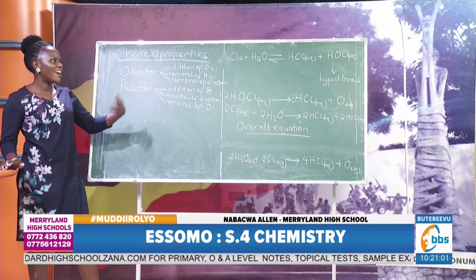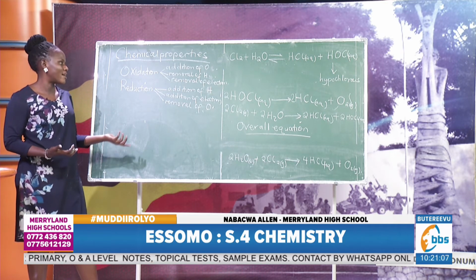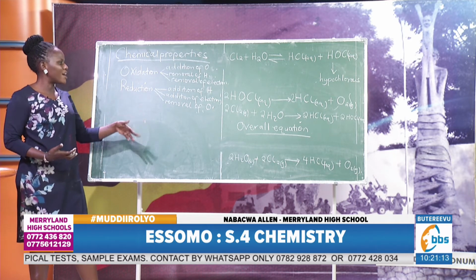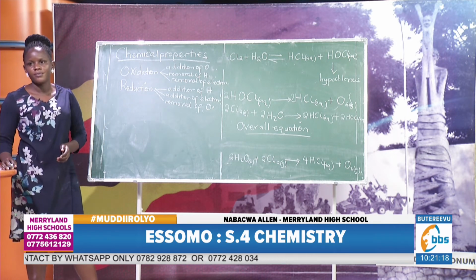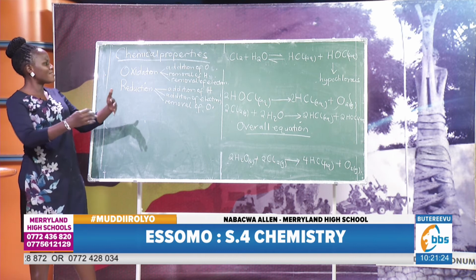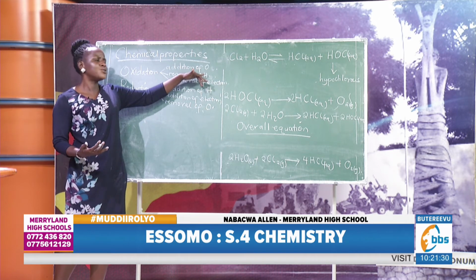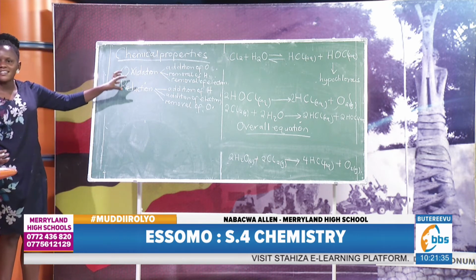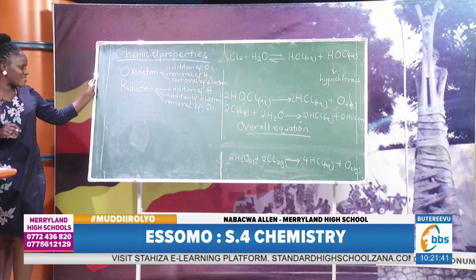What is oxidation? Addition of oxygen to a substance. It can also be removal of hydrogen from a substance. It can also be removal of electrons from a substance. What is reduction? Addition of hydrogen, addition of electrons, or removal of oxygen from a substance. So sometimes the reactions we look at will necessitate us to use either electrons, or hydrogen, or oxygen. After understanding the definitions of the two terminologies, we must understand what an oxidizing agent is.